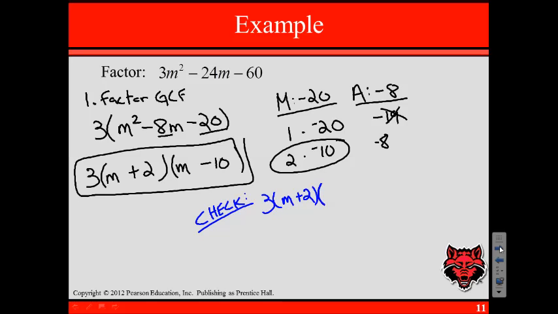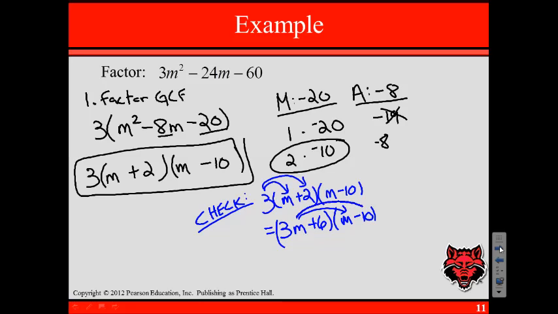So we start by just writing down our answer. We're going to distribute the greatest common factor into the first set of parentheses. That will give us 3m plus 6 times m minus 10. And at this point, we use the FOIL method.